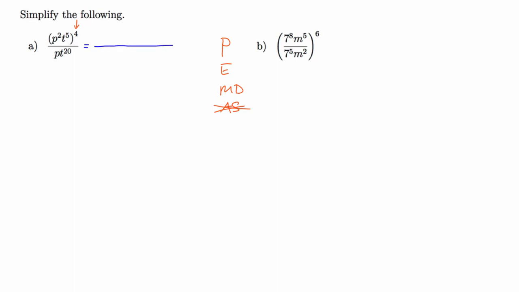So the first thing I'm going to do is keep the denominator the same, p times t to the 20th. And up in the numerator, I'm going to apply that outer exponent to both the factors on the inside. So I'll have p squared raised to the fourth power times t to the fifth raised to the fourth power. Now using my power to a power rule, p squared quantity to the fourth, 2 times 4 is 8, and t to the fifth quantity to the fourth, 5 times 4 is 20. So that gives me p to the 8th, t to the 20th, over p times t to the 20th.